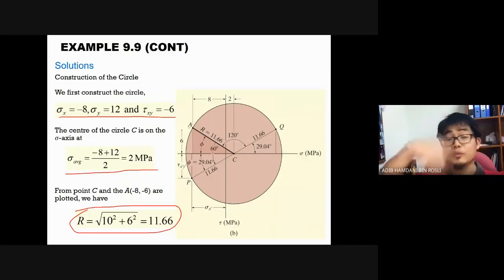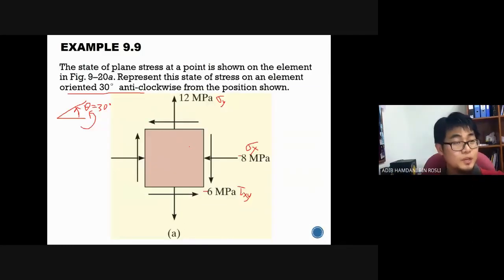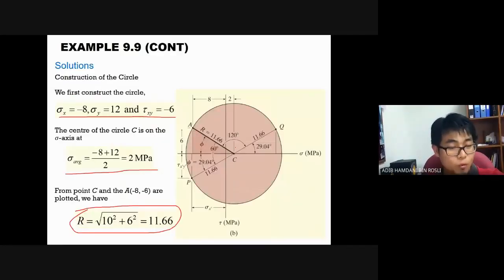And then what happens is that you rotate how much? The question asks you to find what happens if you rotate this 30 degrees anti-clockwise, right? So you have to rotate anti-clockwise 60 degrees. This one, 60 degrees. Why 60 degrees? Again, the angle in the Mohr circle is twice the angle that you rotate in the state of stress, the plane.